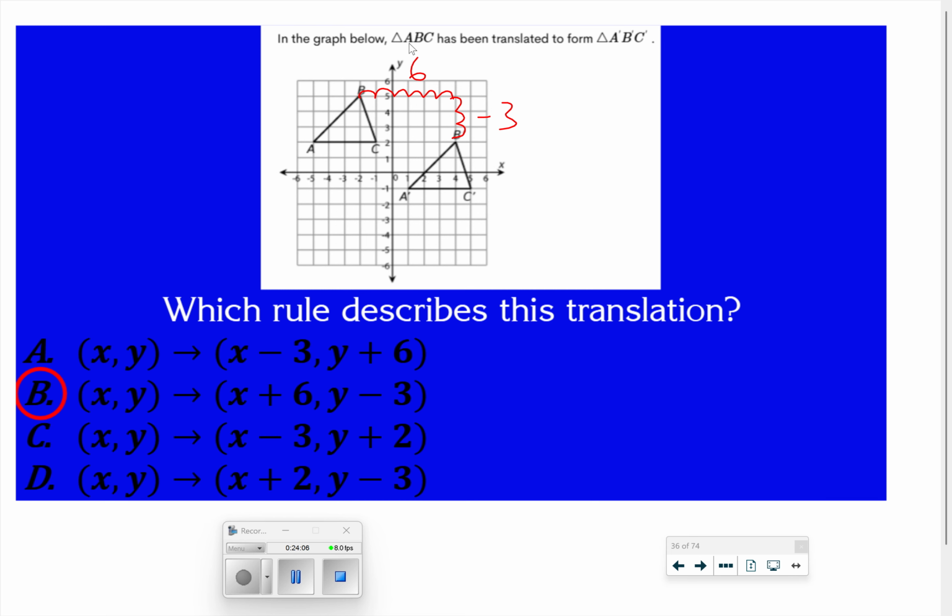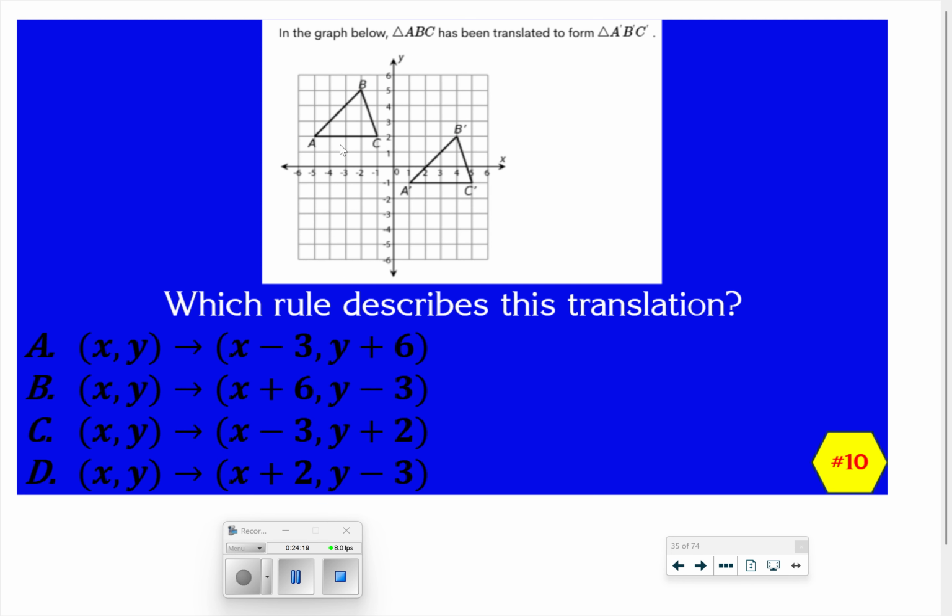Keep in mind that this is the pre-image, and this is the image with the little markings on it. Same thing on the graph. This is A, B, and C. Let me go back one so you can see it. A, B, and C doesn't have the markings. This is the image, it has the little markings, so I'm going from this one to this one. So I slide right 6 and slide down 3.